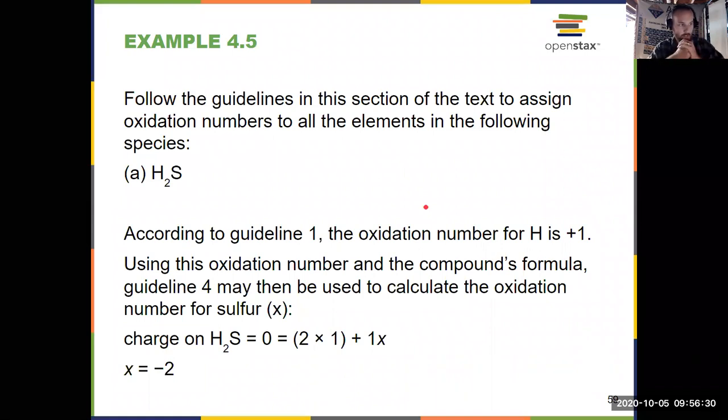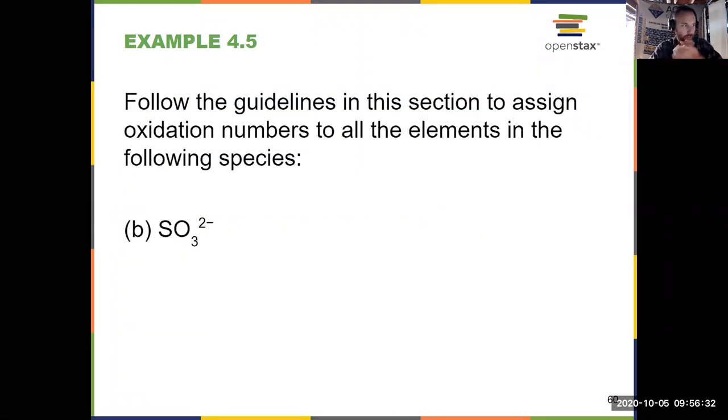Let's look at another example here. Now we're looking at sulfite, SO3 2-. All right, again, I don't have a rule for sulfur, so what do I have? I've got a rule for oxygen. This is not a superoxide, it's not a peroxide, and there's no fluorine, so I don't have to worry about any of those exceptions. So for oxygen, it's -2 each, 3 of them. That's going to be a -6 contribution overall.